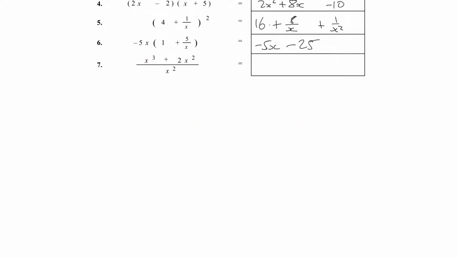For question 7, the best way to do this is to factorize your numerator and factorize your denominator. Do not be tempted to just cancel those two x squareds. In our numerator, what's our highest common factor? It's x squared, and x squared times what gives us x cubed? Well, times x. X squared times what gives us 2x squared? Plus 2, our denominator is still x squared. Now we can quite merrily cancel these x squareds, and we're left just with x plus 2.